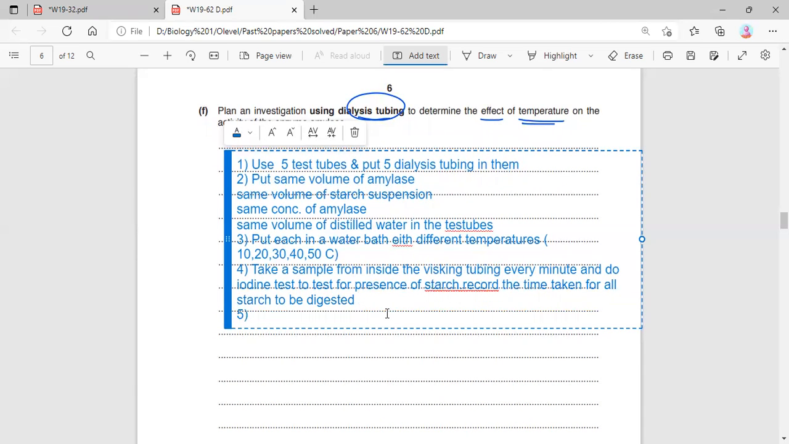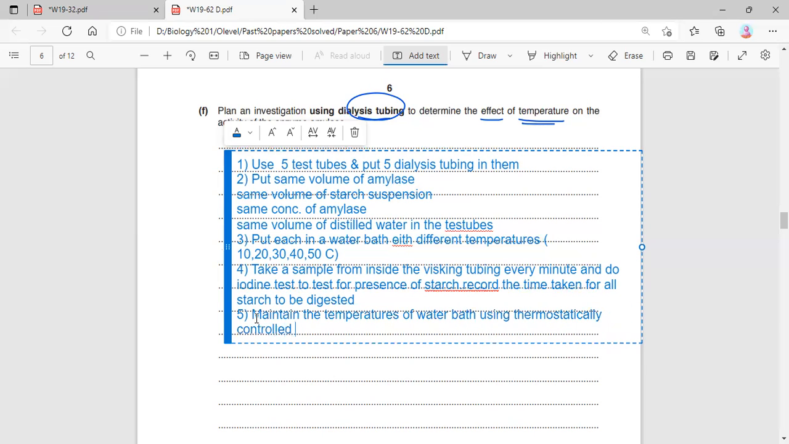Okay, number 5, you can tell him an improvement for the experiment. Since you are putting each in a water bath, what is the improvement for this step? What should I do with the temperatures? Use thermostatically controlled water bath. Yes, you cannot leave the water baths like this on the table because their temperature will change. So you have to tell him, maintain the temperatures of water bath using thermostatically controlled water bath.